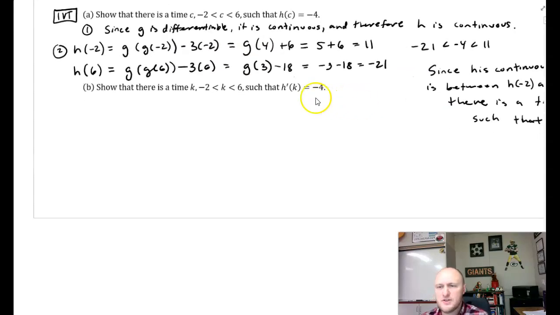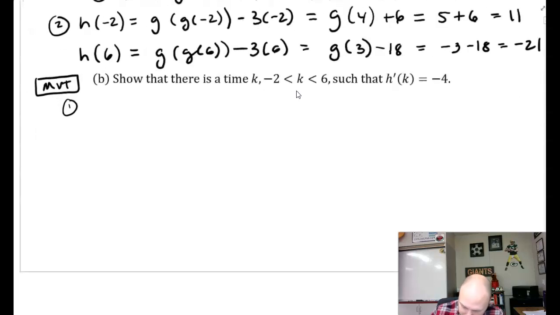Part B, they say show that there is a k for -2 less than k less than 6 such that h prime of k is equal to -4. Ooh, the prime. Okay. Well, now they're asking us about the derivative. Well, this is going to be the mean value theorem. The first condition, is it differentiable? And is it continuous? So I have to state this again.